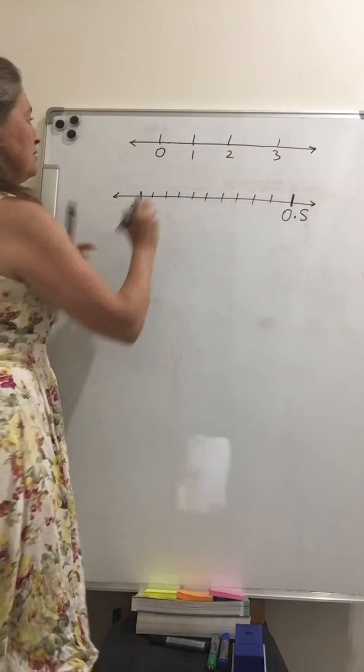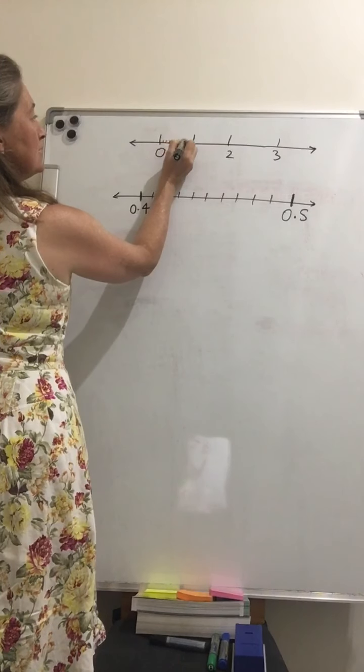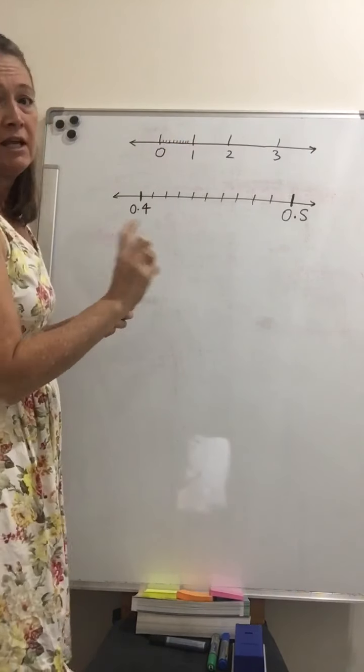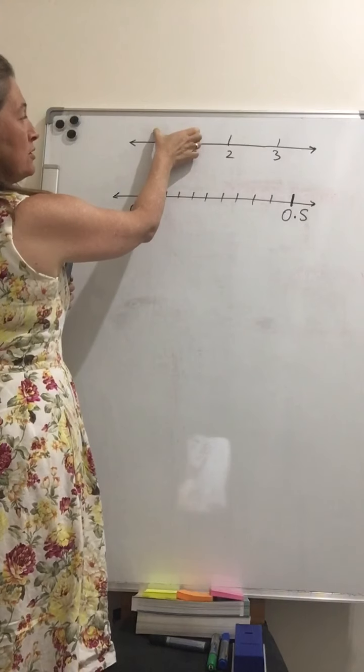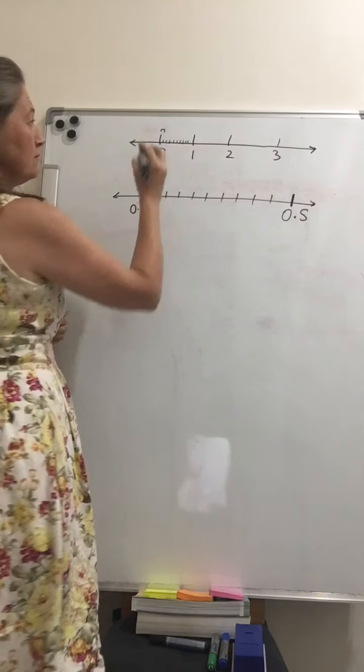What I'm going to do is break that up into 10 pieces: 1, 2, 3, 4, 5, 6, 7, 8, 9, 10 equal pieces. That's one unit there. Each of those little pieces would be 1/10.